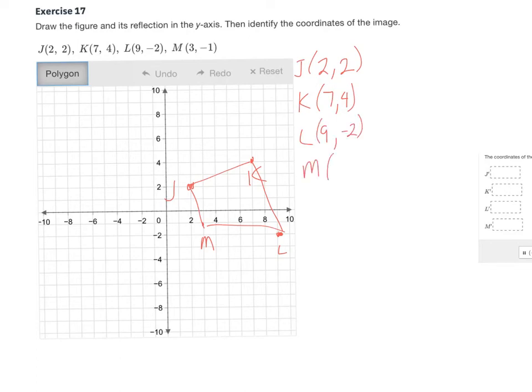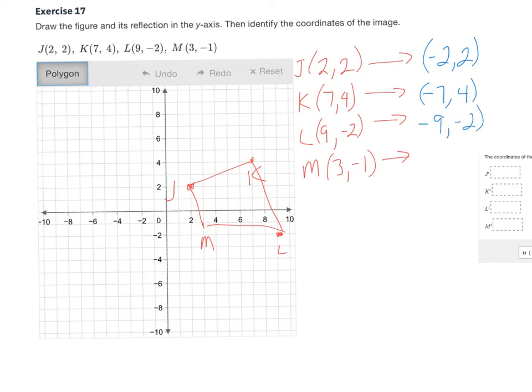M is 3, -1. Now, remember when we reflect across the y-axis, the y stays the same. The x we take the opposite of. So the opposite of 2 is -2. The y value stays the same. The opposite of 7 is -7. The y stays the same. The opposite of 9 is -9. The y stays the same. The opposite of 3 is -3. The y stays the same.